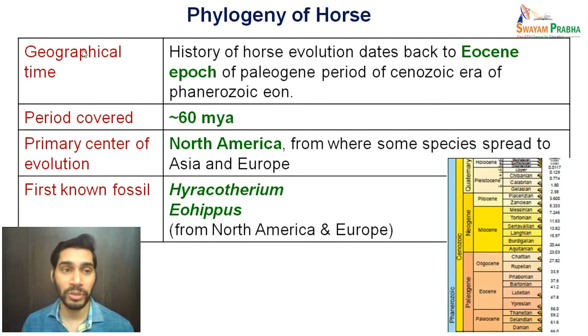Not just the geological time, but the primary center or location is important. And in the case of the horse, it has been mainly North America, from where some species spread to Asia and European regions. The first known fossil has been named Hyracotherium or Eohippus, and they were found in North America and Europe. So this slide gives you an overview of horse evolution.